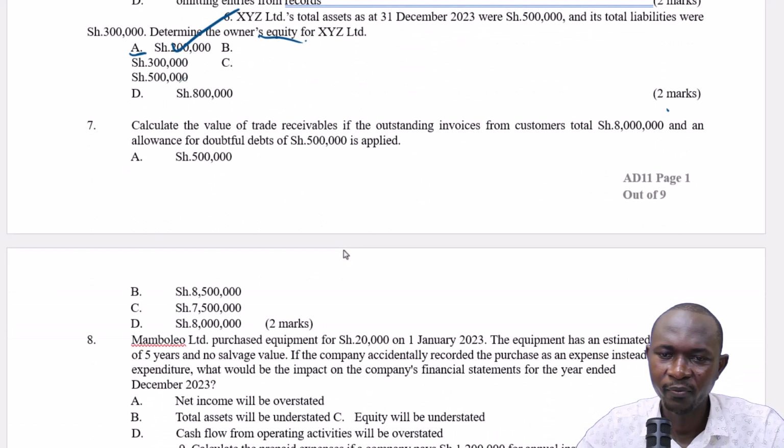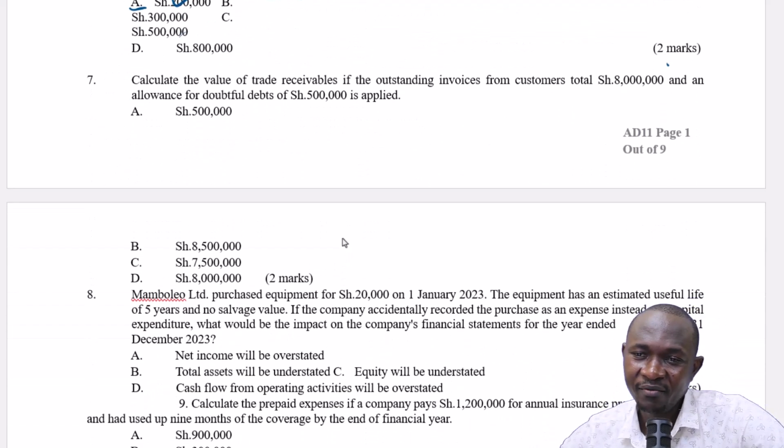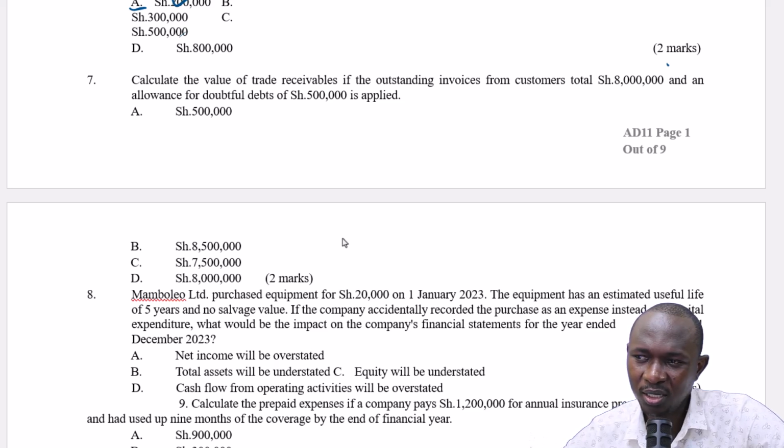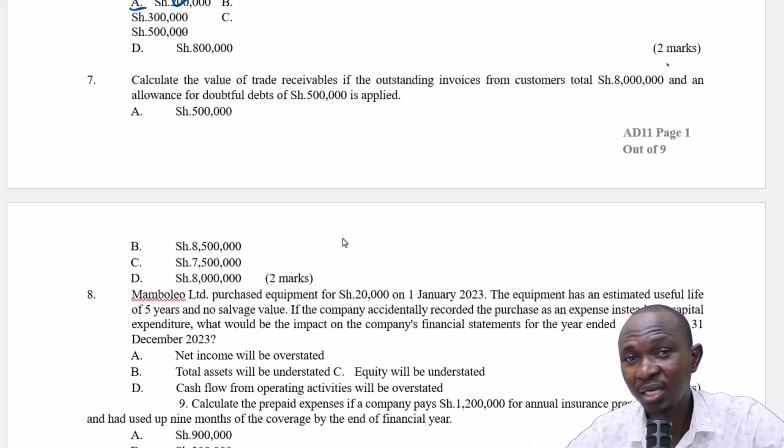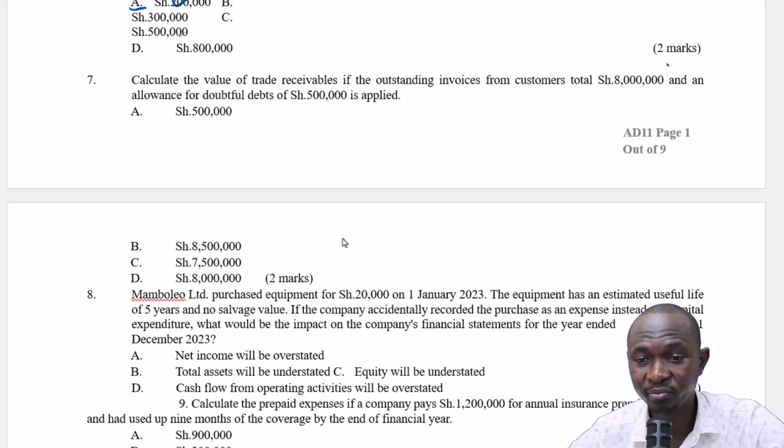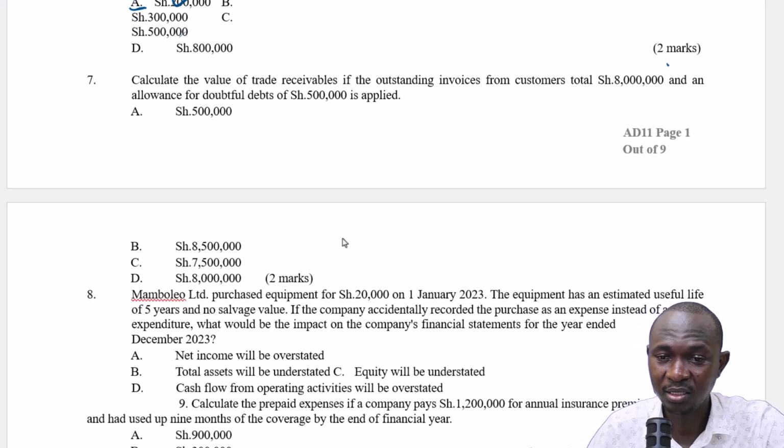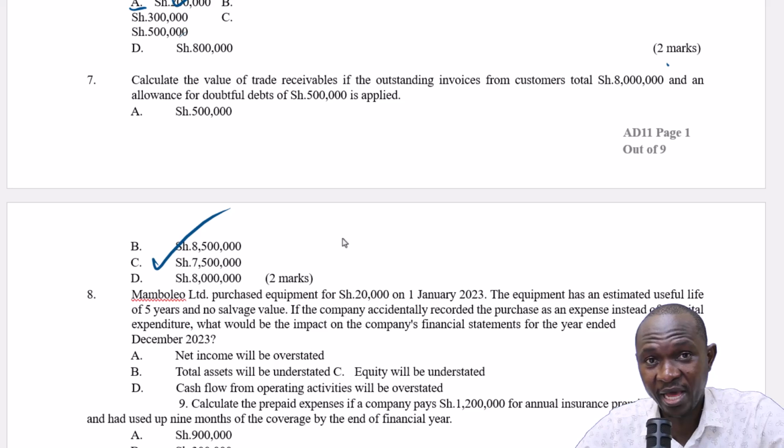Okay. So number 7. Calculate the value of trade receivables if the outstanding invoices from customers total 8 million and an allowance for doubtful debts of 500,000 is applied. So, straightforward question. It's 8 million minus 500,000. You get 7.5 million. So the answer is C. That's how direct that question was.